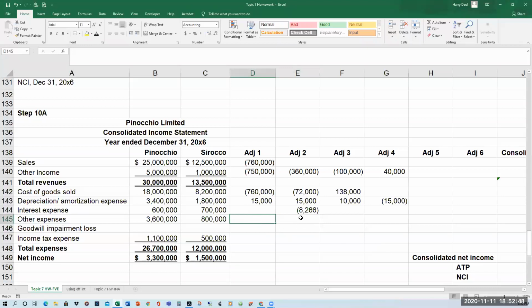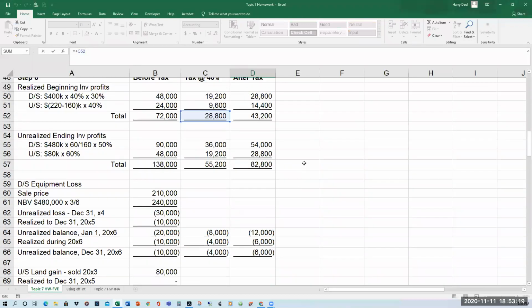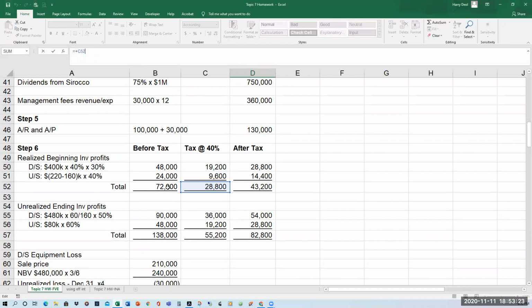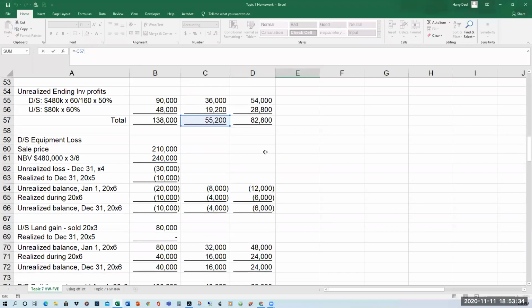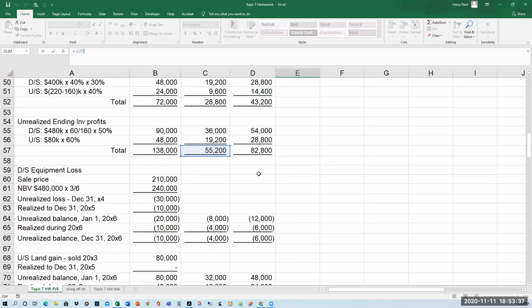Other expenses, you will take out 360,000. That's the matching amount to the management fees that we deducted from other income. Same amount must go out of other expenses. And then goodwill impairment loss, we had a goodwill impairment loss of $200,000. For income taxes will be higher by $28,800. If you click on the cell, you can get that is the total amount of the tax on the realized beginning inventory profits. Income tax expense should be lower by $55,200, which is the tax amount on the unrealized ending inventory profits.